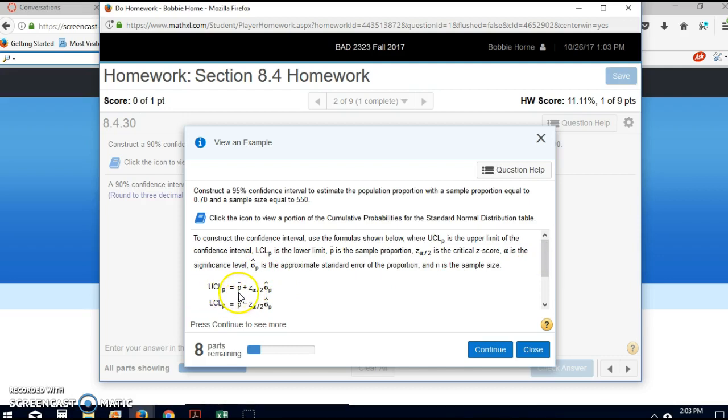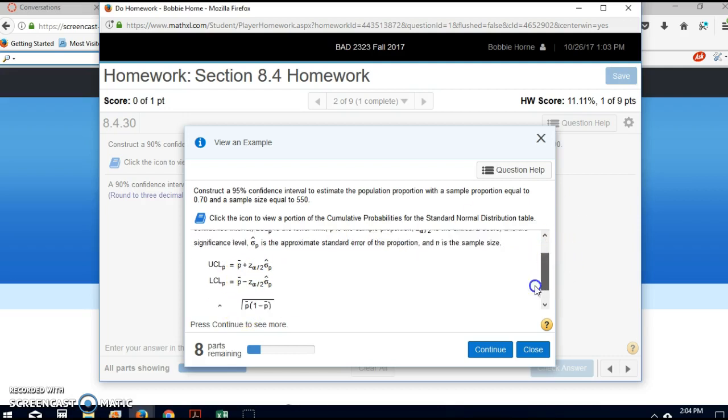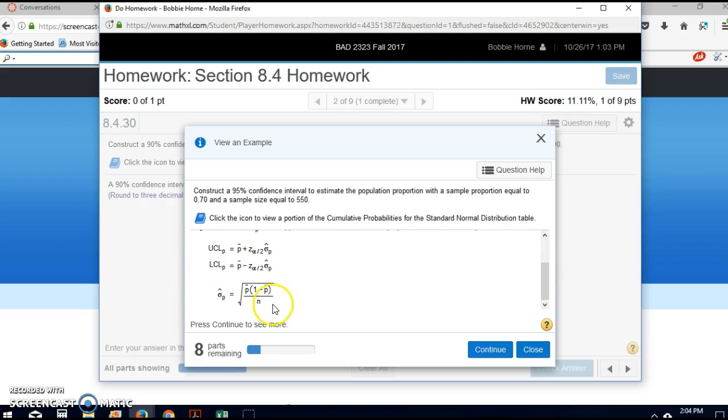And you're going to say P plus and P minus. So the sample proportion plus, and the sample proportion minus. So we're looking at proportions here. To get the standard error of the proportion, you do the square root of P times 1 minus P, divided by N, and take the square root of that.